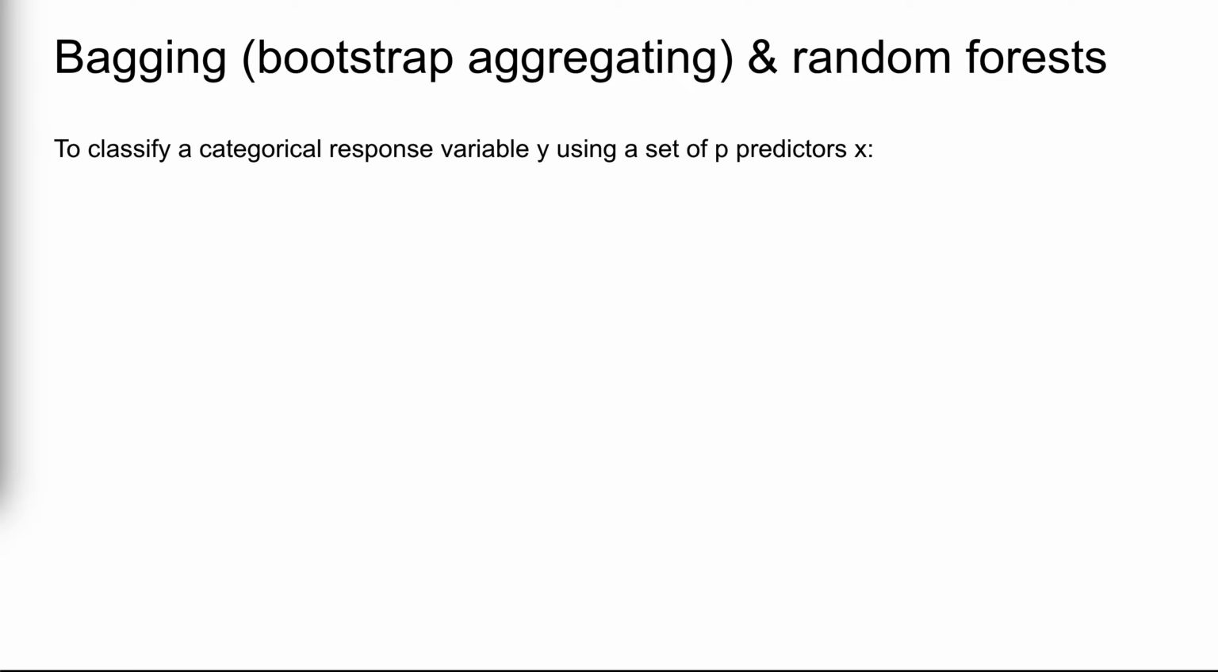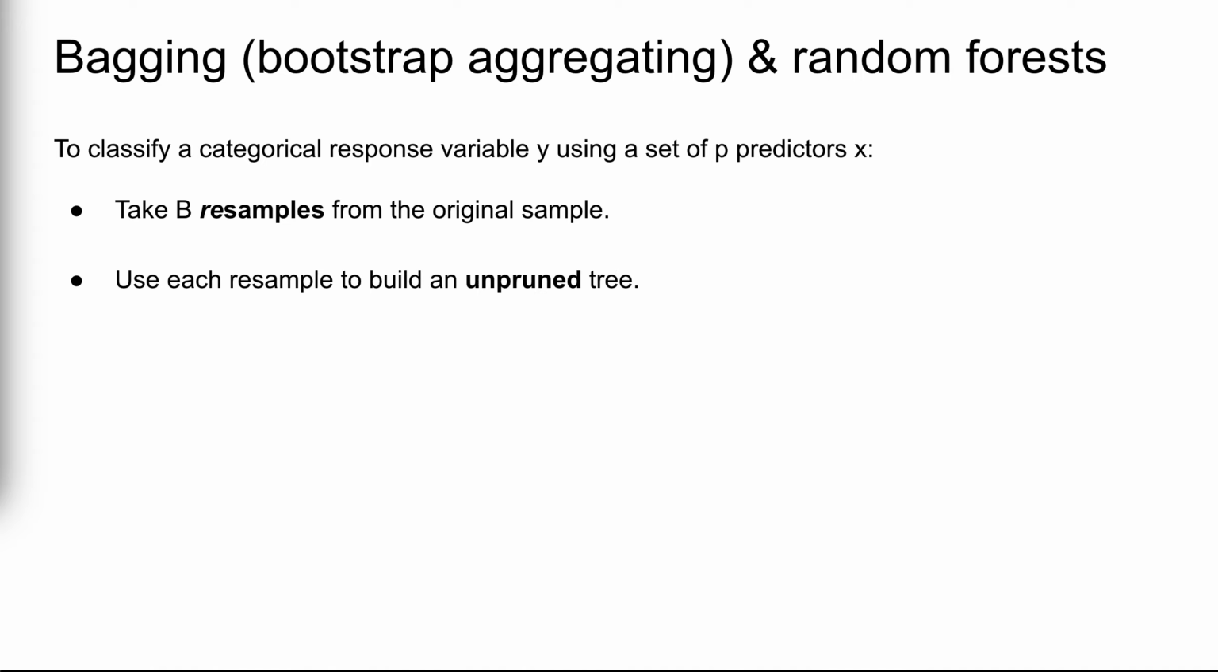The ideas that we've intuited here are the shared foundation of the random forest algorithm and the bagging algorithm, which is short for bootstrap aggregating. In general, to classify some categorical response variable y using a set of p predictors x, these algorithms will both take b resamples from the original sample data. Then they'll use each of these resamples to build an unpruned tree. This produces b different trees.